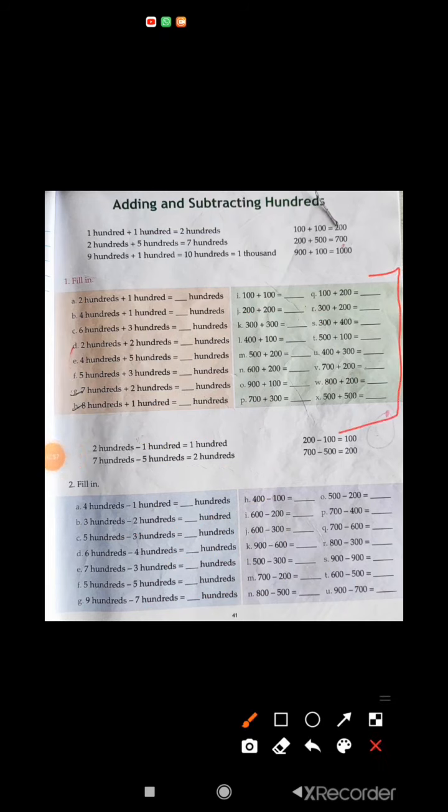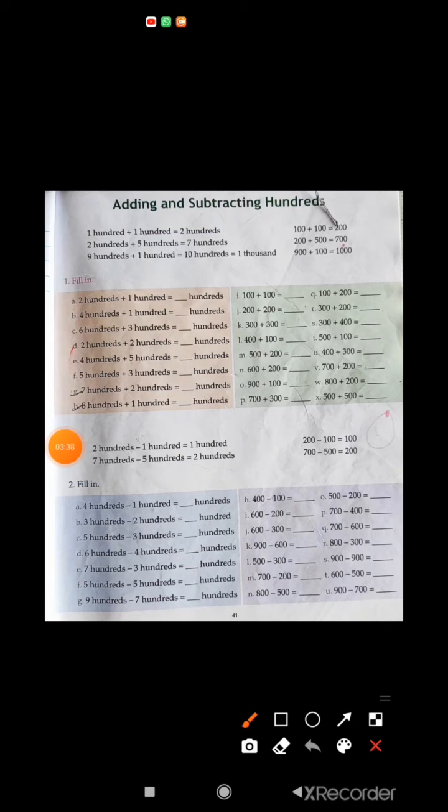Page 41 same, question number 2. Fill in. Here few examples are also given. 200 minus 100. 2 minus 1 is 1. Write here 100. 700 minus 500. 7 minus 5 is 2. Write here 200. You can write like this also: 200 minus 100 is 100. 700 minus 500 is 200.